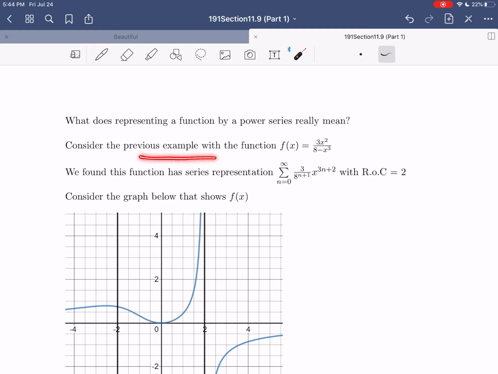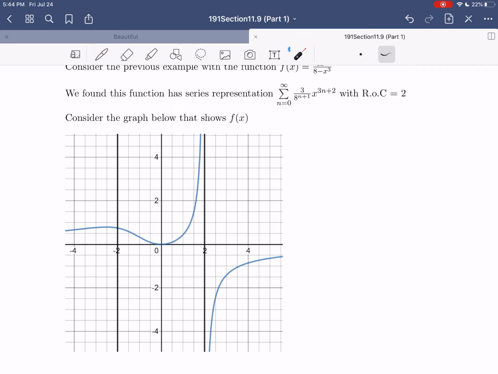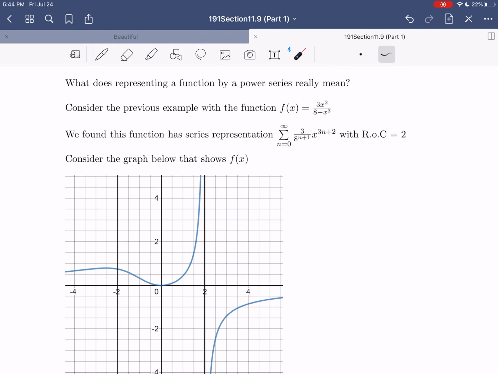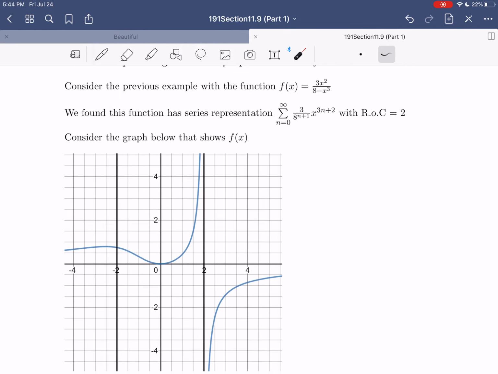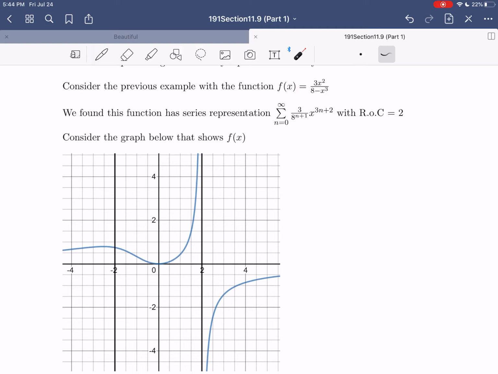Well, let's consider our previous example where we had that function, 3x squared over 8 minus x cubed. So down here, you can see a graph that I did of f of x equals 3x squared over 8 minus x cubed. Remember, this is a rational function. At x equals 2, it has a vertical asymptote, which you can see there. I also, because we're going to be talking about radius of convergence too, put vertical lines at -2 and 2. So we're really going to be focused in here. And these blue parts of this graph just represent that function f of x.